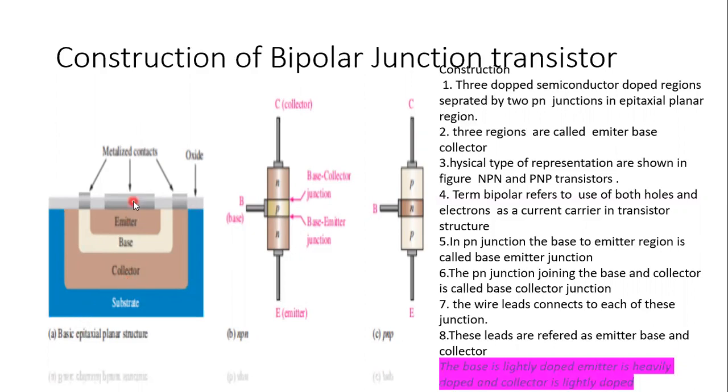And here three leads are taken out. You can see in this figure, which is termed as a base, collector, and emitter. These are the leads which are connected to that. So now when the two leads are separated, they are separated by a junction. So between P and N, here this is a base to emitter junction, and between above P and N, it is a base to collector junction. Here two types of transistors are shown, NPN and PNP.